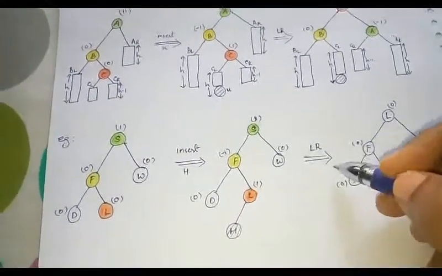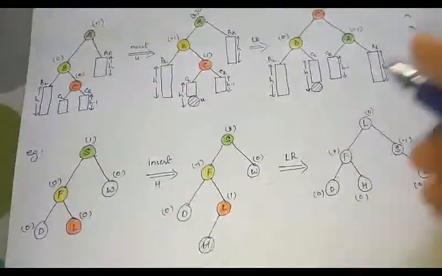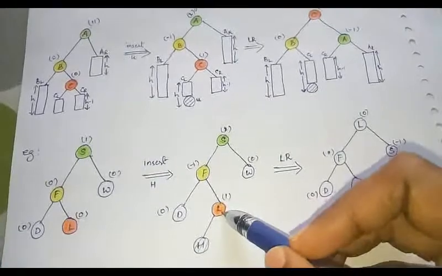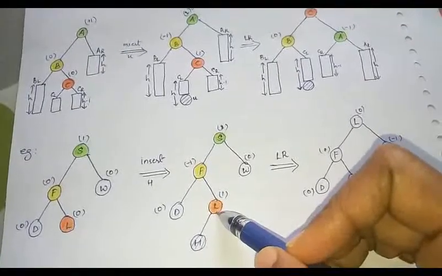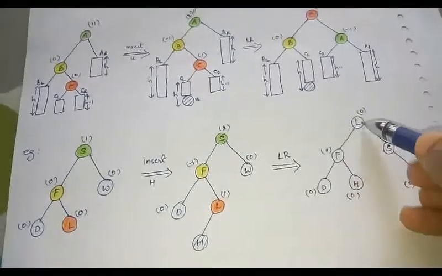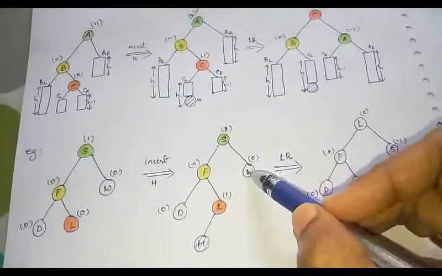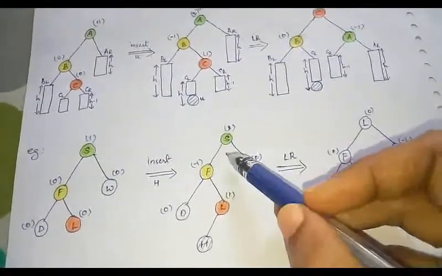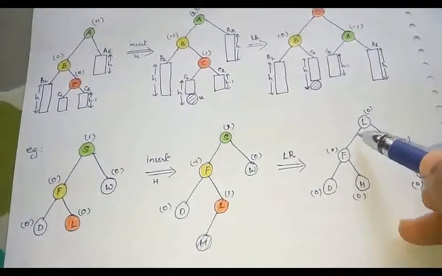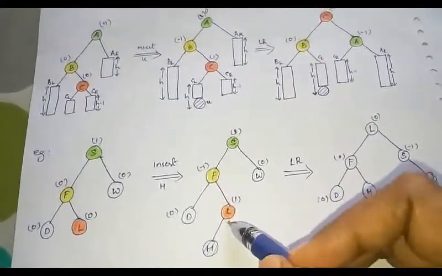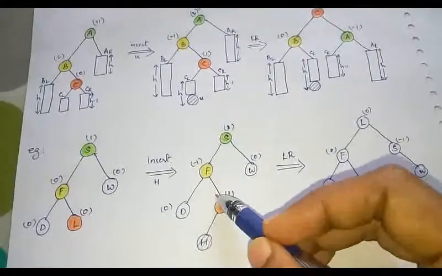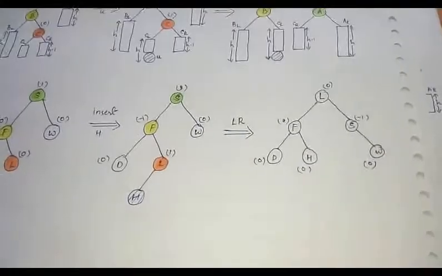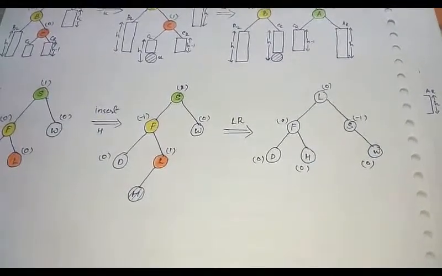So after performing LR, what will happen? We have to make this orange colored node, which represents C, the root. So L will be kept as the root. Then this S along with W will go to the right side of L. This F along with its left child will go to the left of L, and now we have to insert H. Since H is the left child of L, it has to be attached to the right of B. This is how the balanced AVL tree will look after LR rotation.